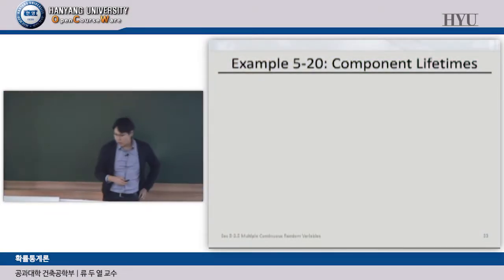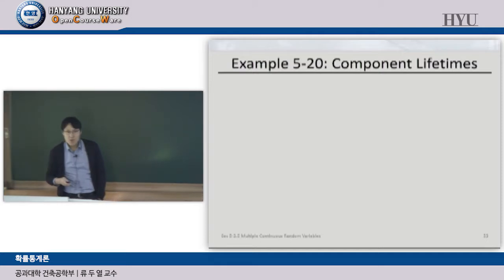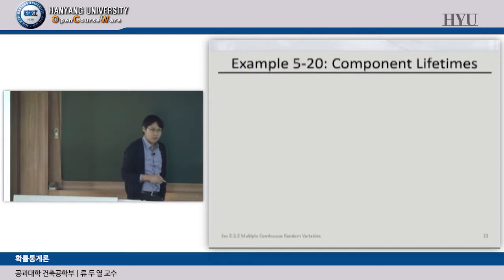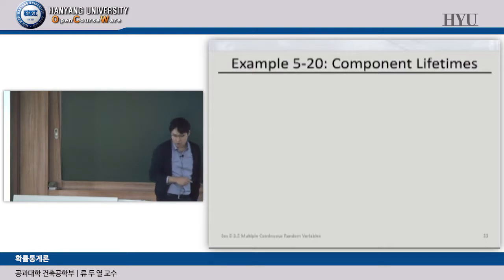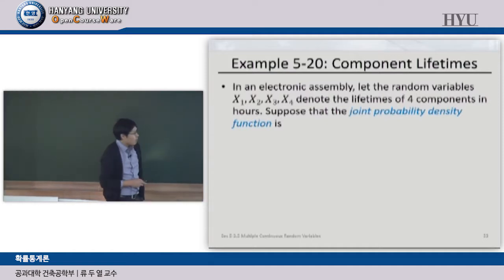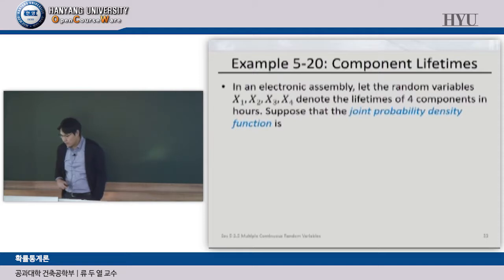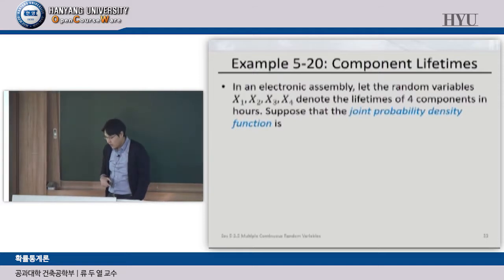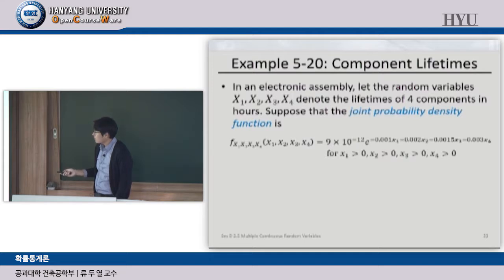We have learned about the joint probability density function with multiple random variables, right? So this is example 5-20 about component lifetimes. In an electronic assembly, let the random variables x1, x2, x3, x4 denote the lifetimes of 4 components in hours. And suppose that the joint probability density function is given by the following equation.